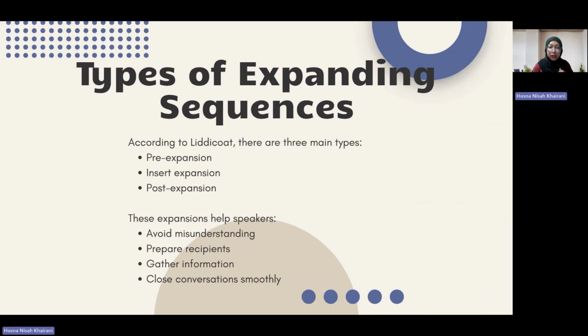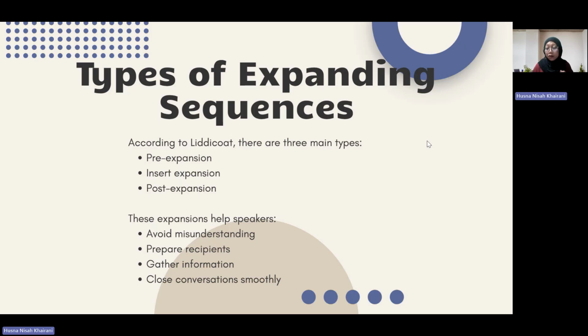Types of expanding sequences. According to the material by Liddicoat, there are three main types. The first one is pre-expansion, then insert expansion, then post-expansion. Pre-expansion is the one that comes before the main sequence, insert expansion happens between the FPP and the SPP, and post-expansion is after the main sequence. Expansion helps speakers to avoid misunderstanding, so they clarify. It can happen in the beginning, in the middle, or after the sequence or conversation.